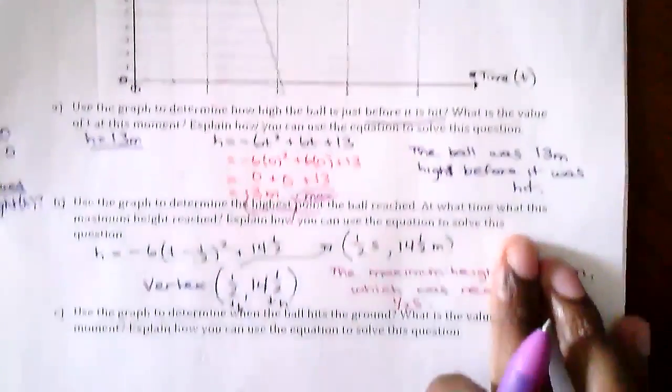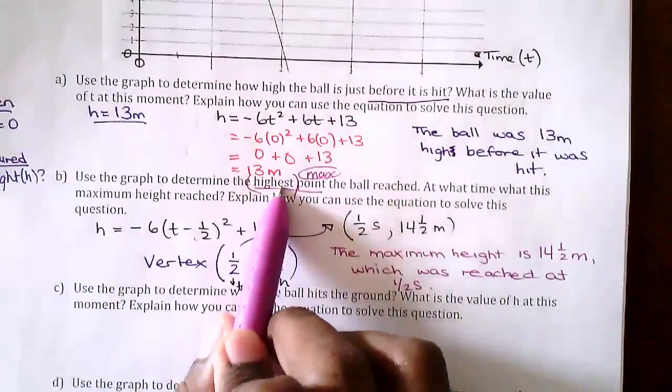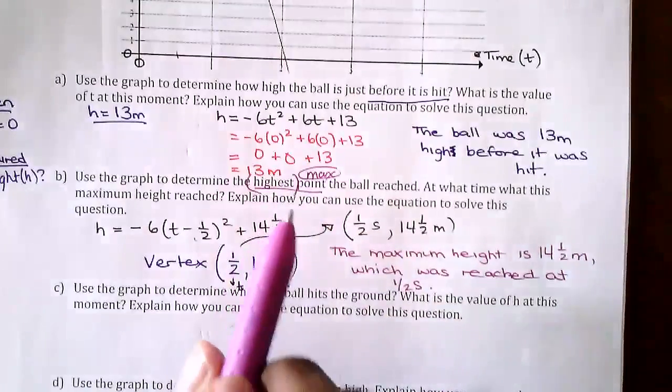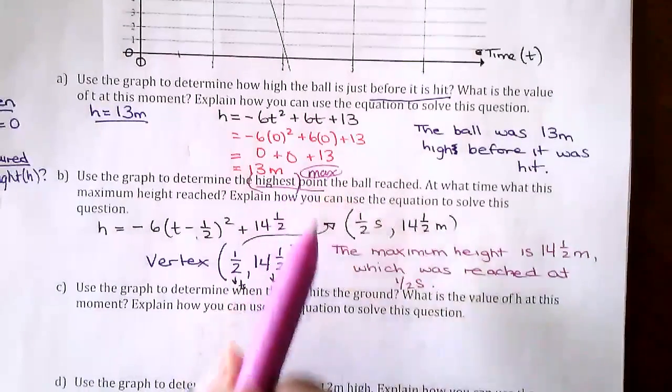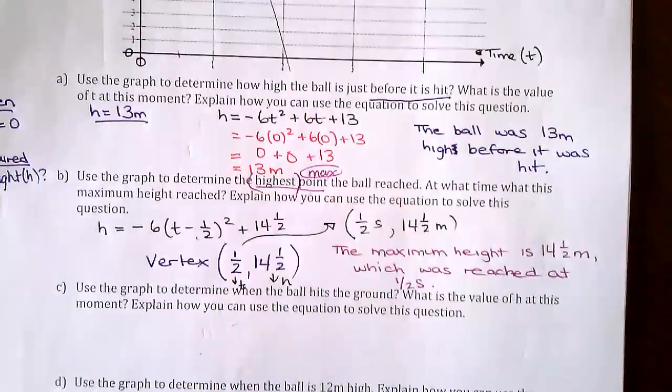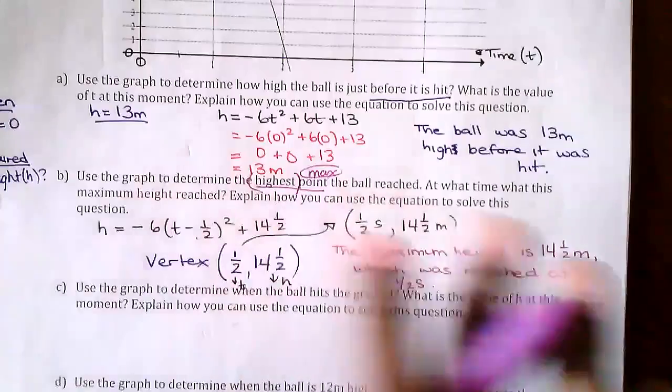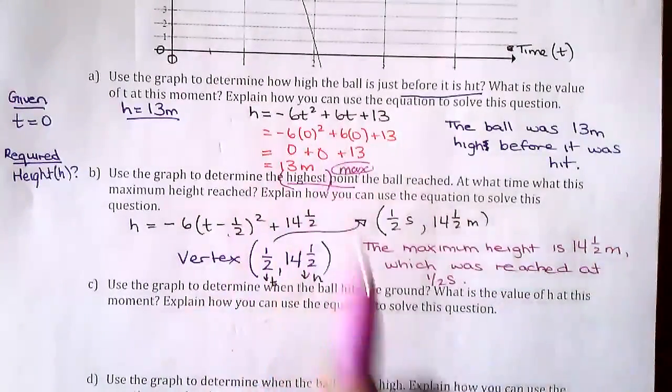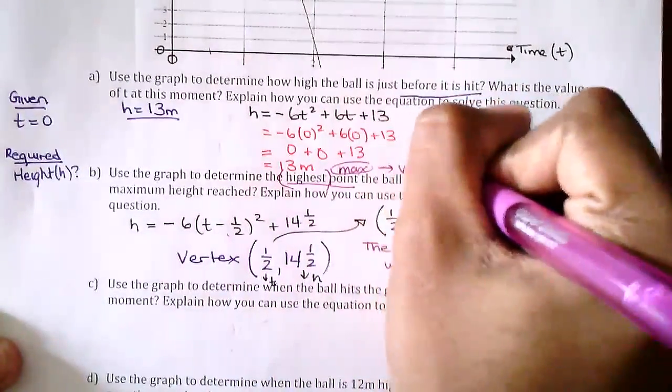So again, just to reiterate, if they say something like highest or greatest or biggest, you know that you're going for max. If they said something like lowest or smallest or least, you're trying to find a min. But regardless of whether you're trying to find a max or a min, you need to find the vertex.